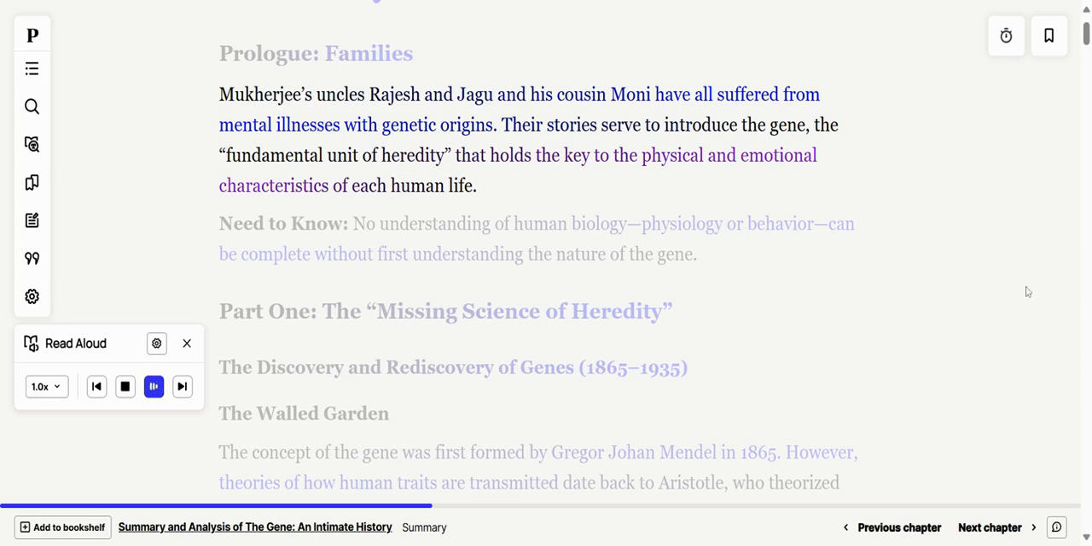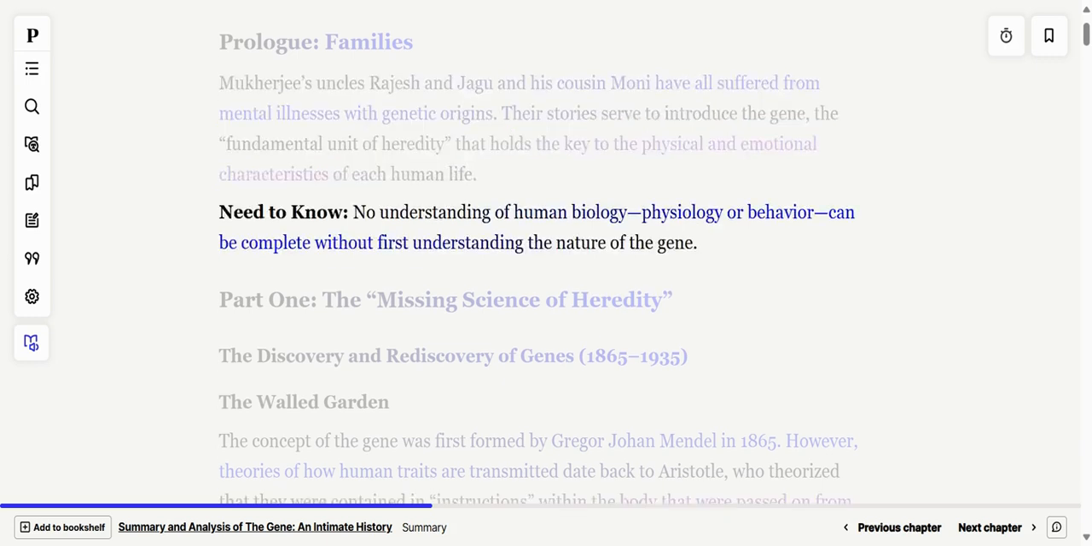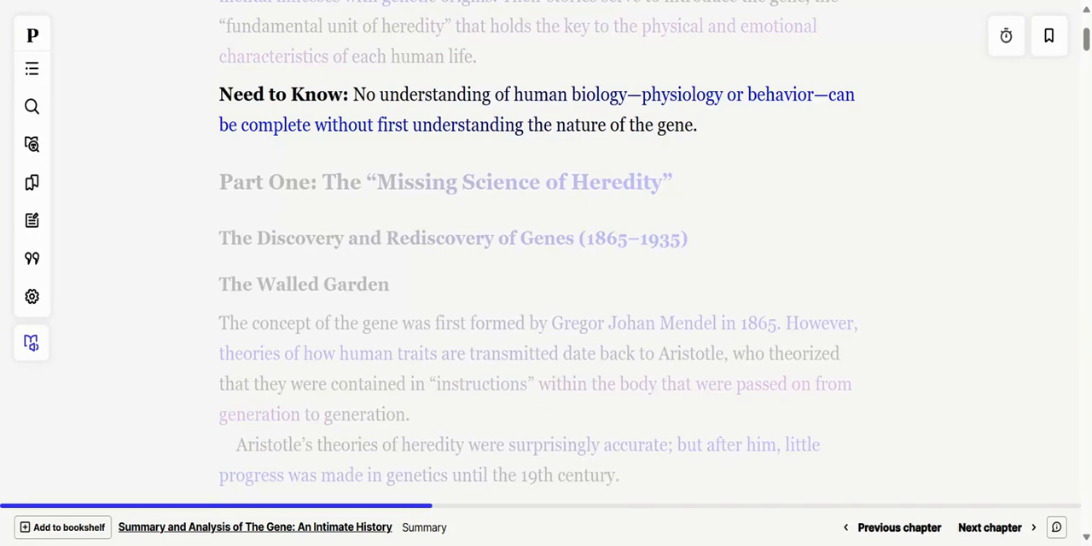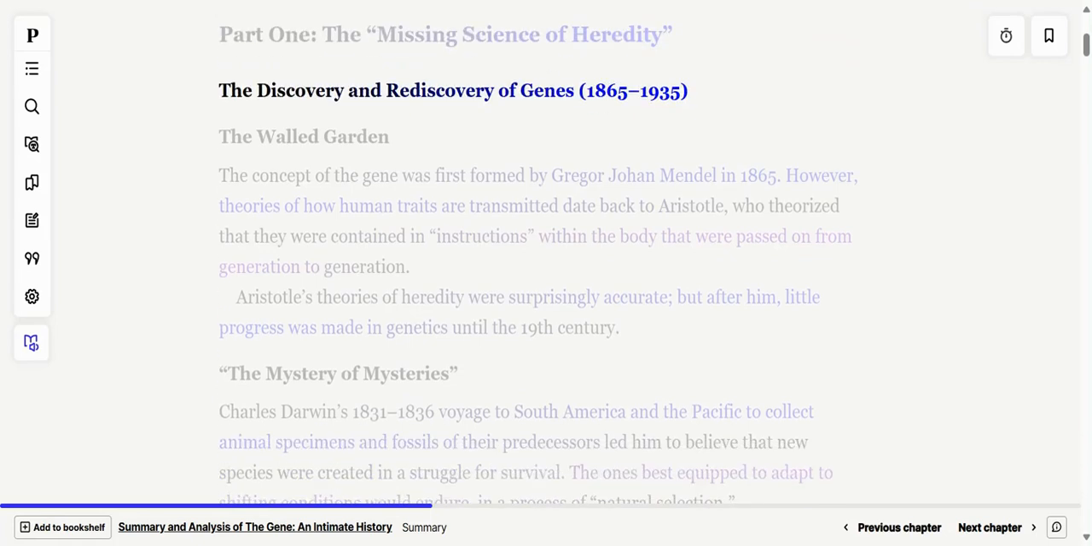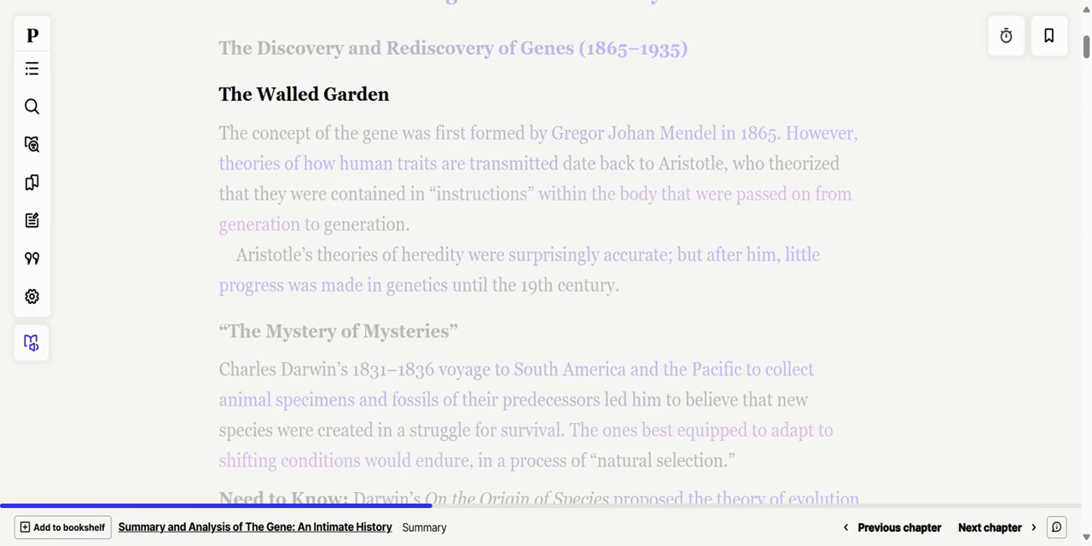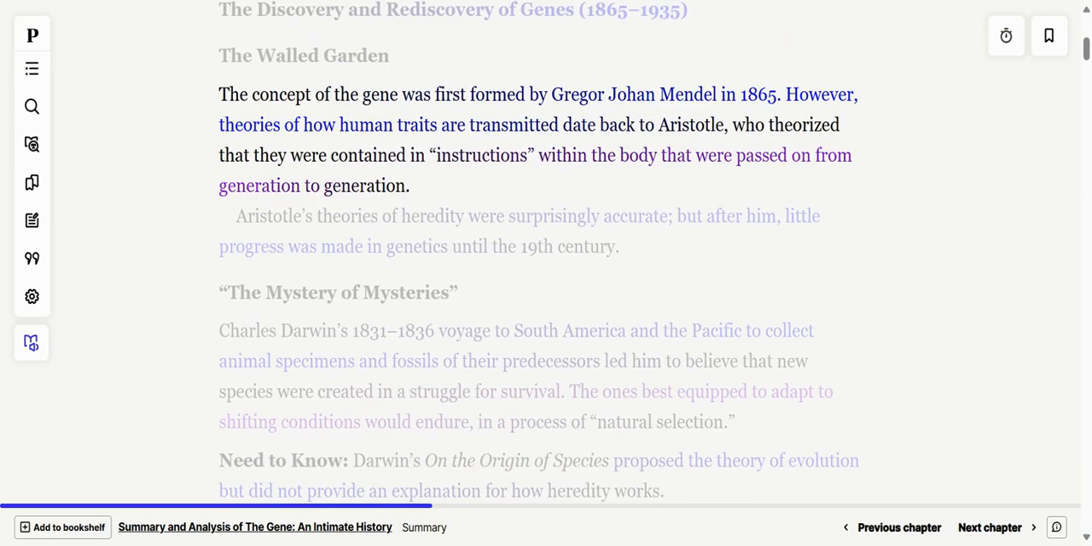Part 1. The Missing Science of Heredity. The Discovery and Rediscovery of Genes, 1865 to 1935. The Walled Garden. The concept of the gene was first formed by Gregor Johann Mendel in 1865. However, theories of how human traits are transmitted date back to Aristotle, who theorized that they were contained in instructions within the body that were passed on from generation to generation. Aristotle's theories of heredity were surprisingly accurate, but after him, little progress was made in genetics until the 19th century.